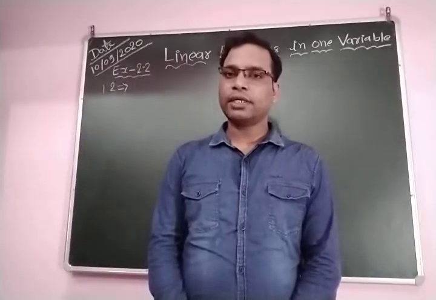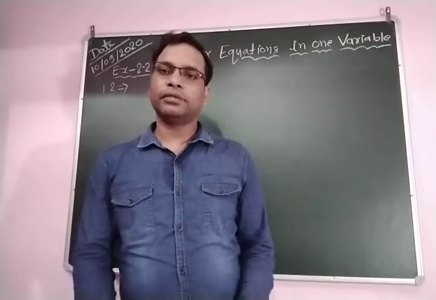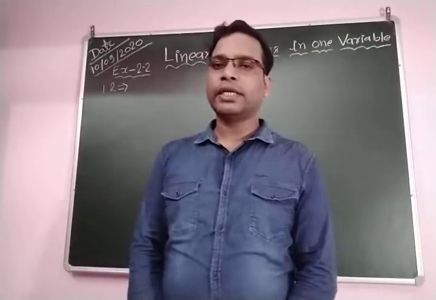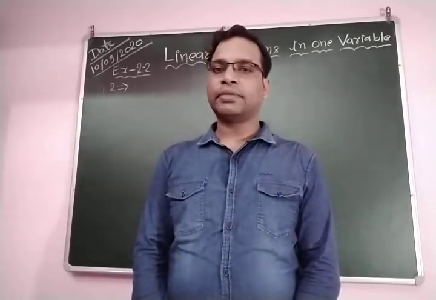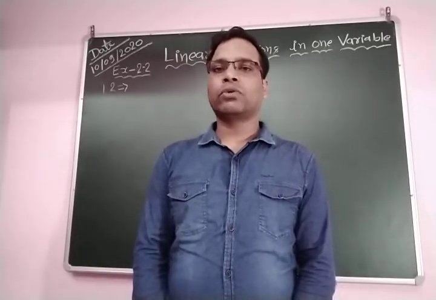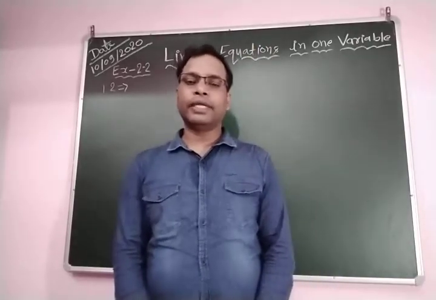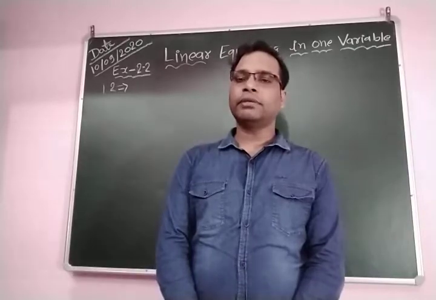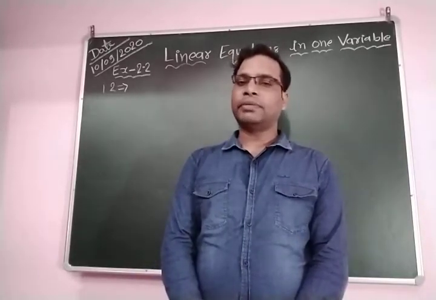Good morning, students. Today we are going to discuss Chapter 2, Linear Equations in One Variable, Exercise 2.2, and this chapter's question number 12. Question number 12: 15 years from now Ravi's age will be 4 times his present age. What is Ravi's present age?